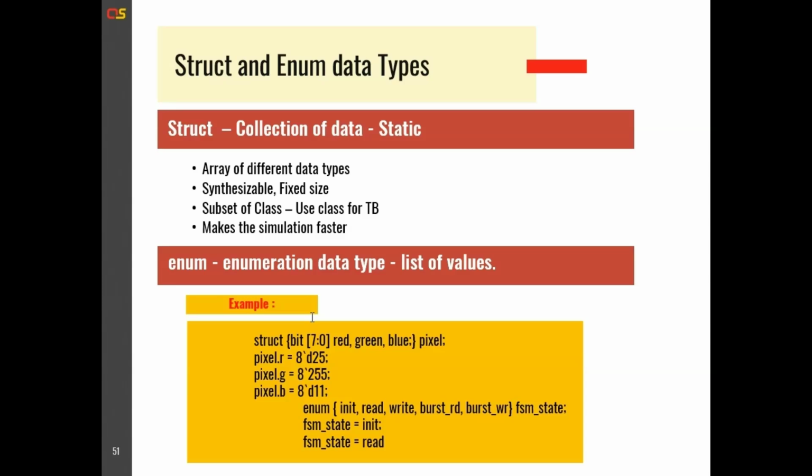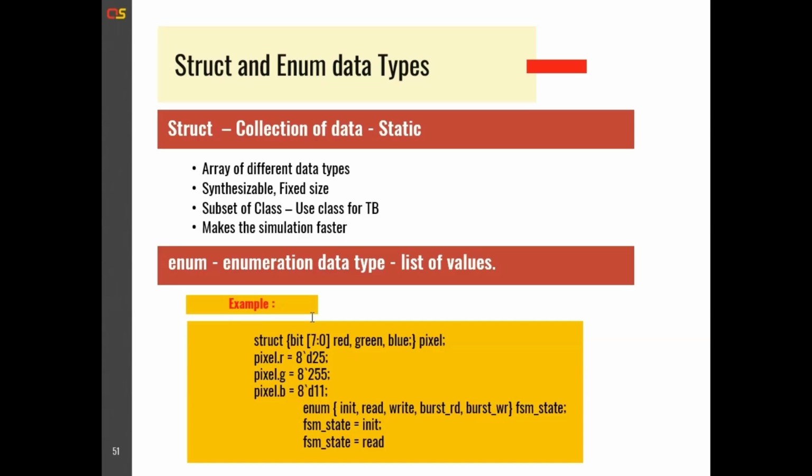This example creates a struct named pixel, which represents a color pixel with red R, green G, and blue B components. Each component is an 8-bit vector. We can assign different values to each color component using various representations like decimal, binary, or hexadecimal.